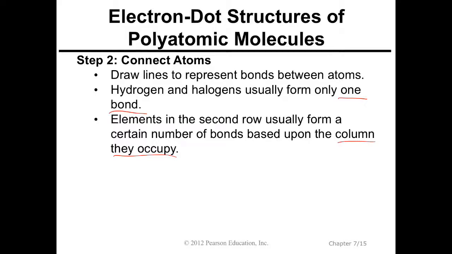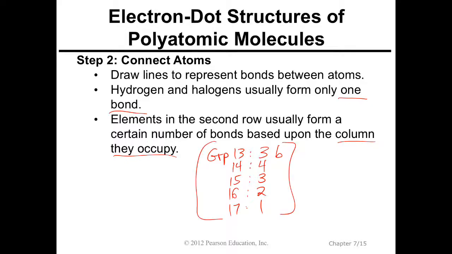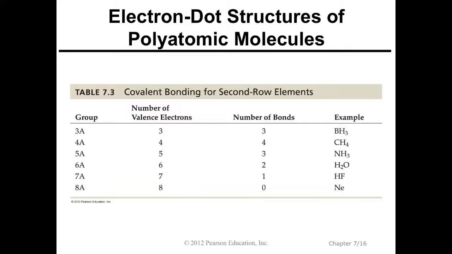So groups 13, 14, 15, 16, 17. So this is 3 bonds, 4, 3, 2, and 1. Just what we talked about before. Oh, I guess here's a table of that. So 3 valence electrons, and these are the groups that we talked about in class. Okay, group 18.